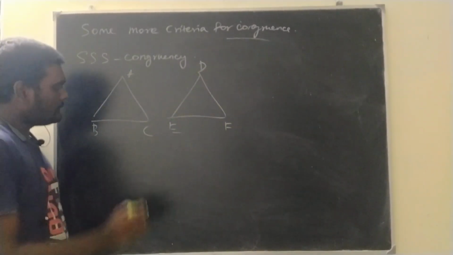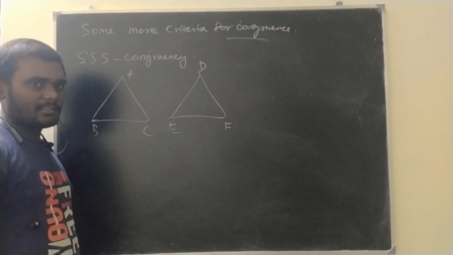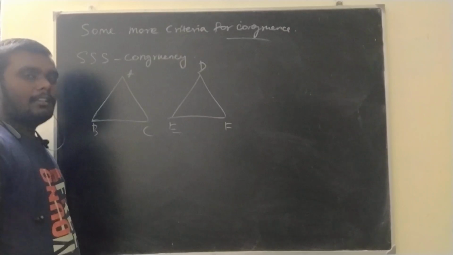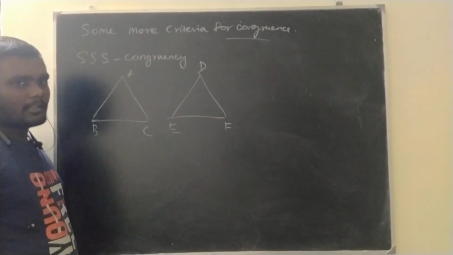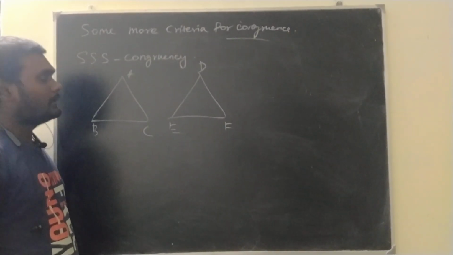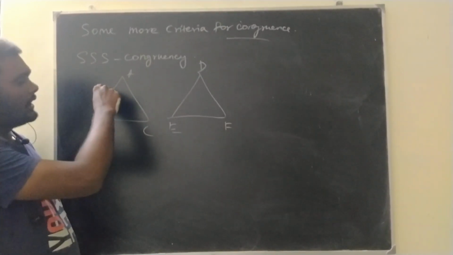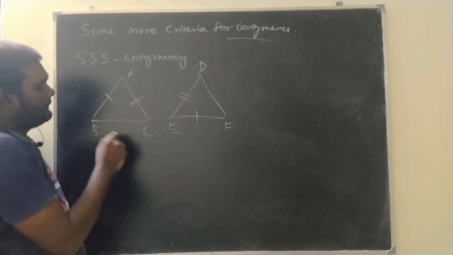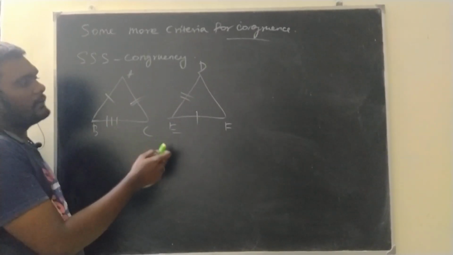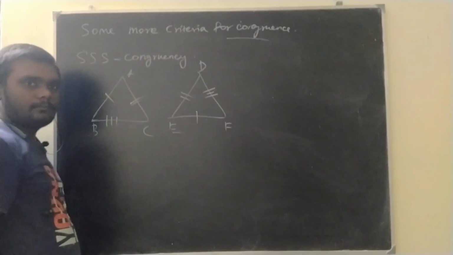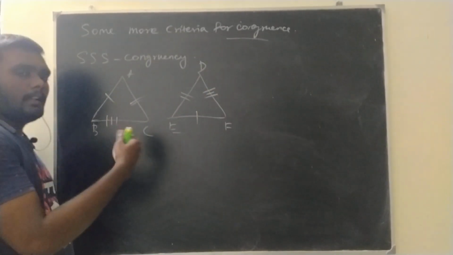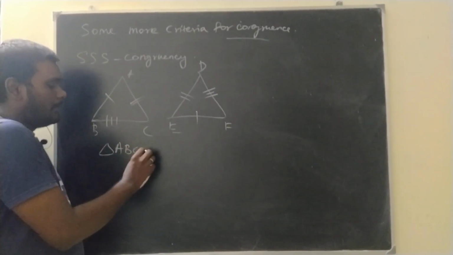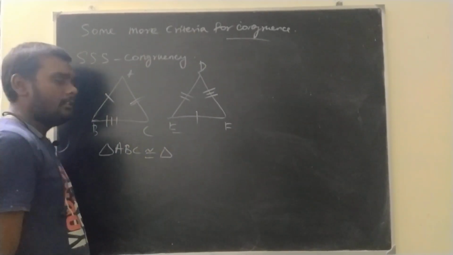Previously we have seen, in the first session itself, all the sides should be equal, all the angles should be equal. So, if all the sides are equal, it is enough; we don't need to check the angles, angles automatically will be equal. That is what this criteria says. Suppose I am saying AB is equal to EF, AC is equal to DE and BC is equal to DF. Then, since the corresponding sides are equal, we can say triangle ABC is congruent to triangle DEF.